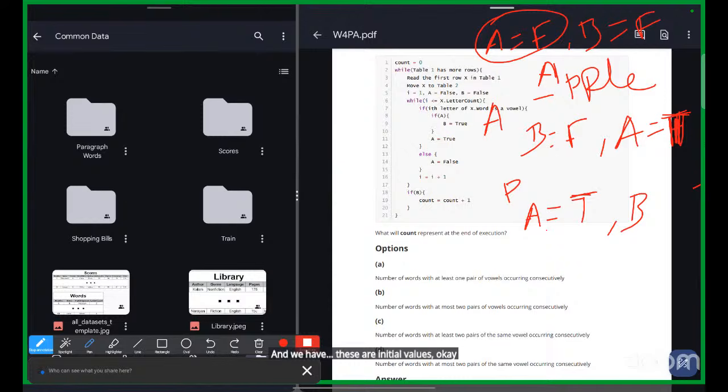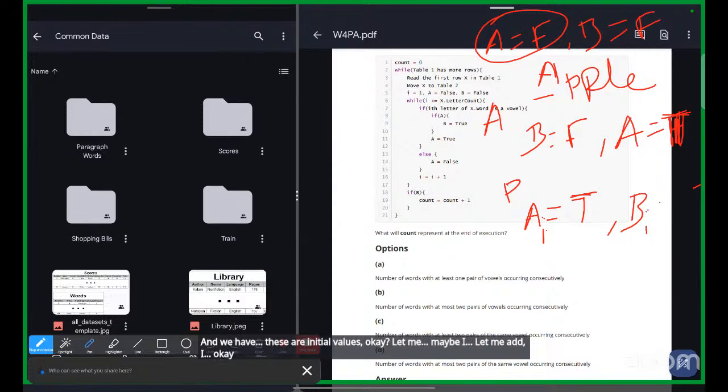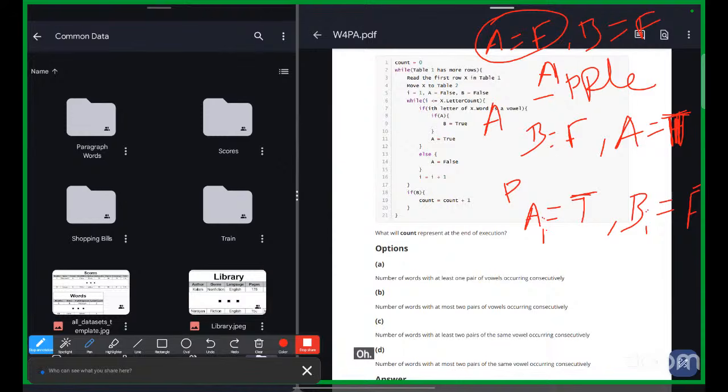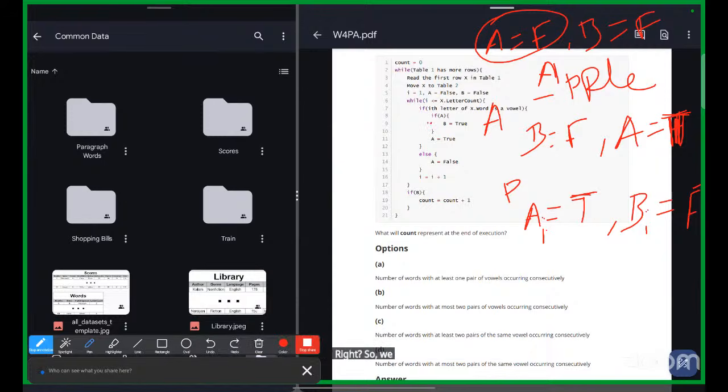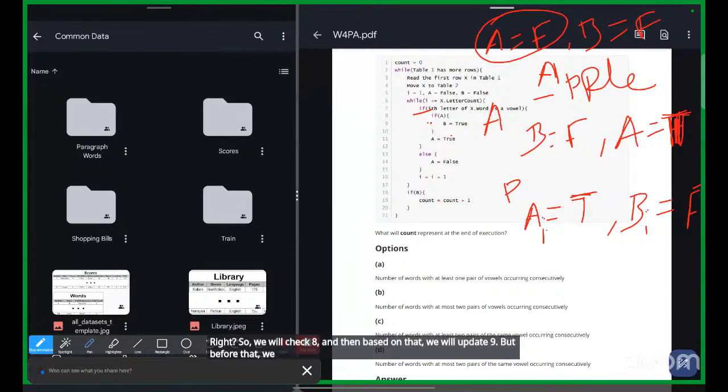Let me add I for initial values. So these are initial values, and then for B we had false from the last character. Then in line number 8, we will evaluate whether A is true or not, and based on that, we will change B, right? So we will check 8, and then based on that, we will update 9. But before that, we have line number 7 as well, right?